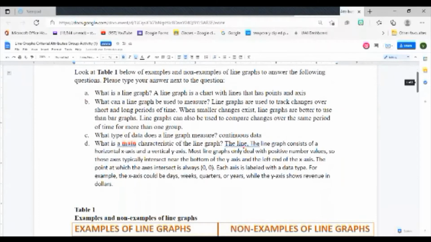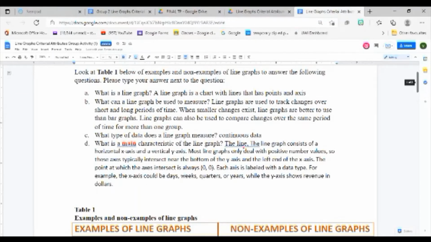A line graph is a chart with lines that has points and axes. Line graphs are used to track changes over short and long periods of time. When small changes exist, line graphs are better to use than bar graphs. Line graphs can also be used to compare changes over the same period of time for more than one group. Line graphs are used to measure continuous data.